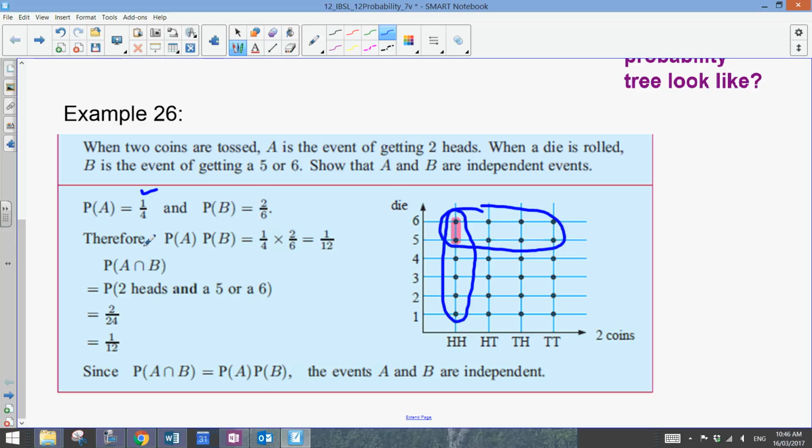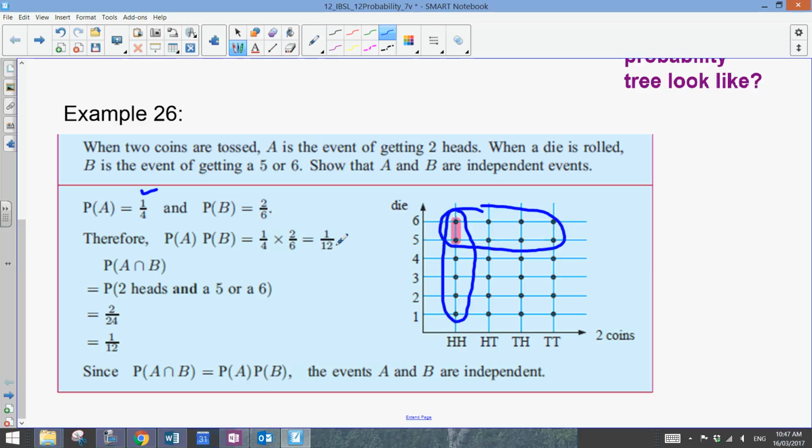Then we want to show that A and B are independent. They would not rely on each other. So we're looking for the intersection here. First we test with the formula. The probability of A times the probability of B would be 1/4 times 2/6.